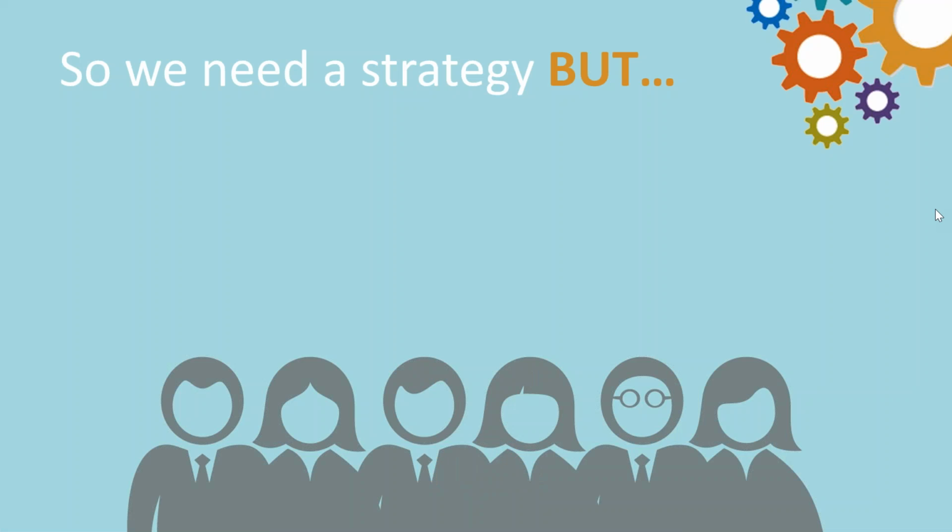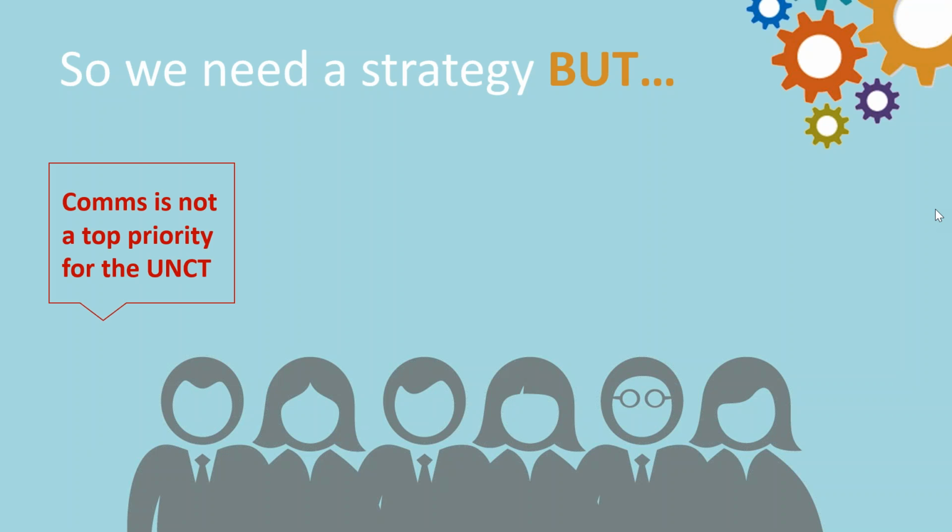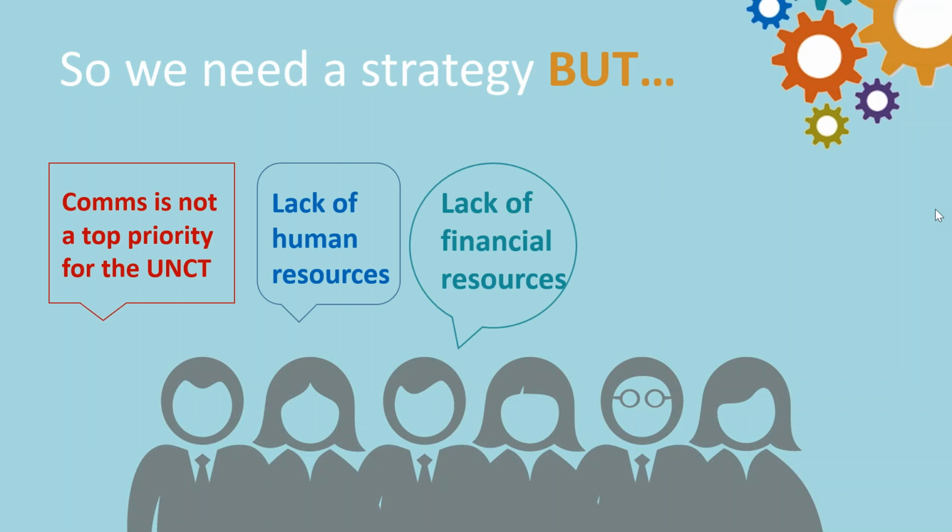Okay, so we need a strategy. And then you might find other challenges. The first one might be that communication is not a top priority for the UNCT. And the second might be that UNCT members don't have enough human resources to make communicating a priority as well. This is very common. They might not have the required financial resources to either draft or implement it. Another challenge might be that UNCT members don't have a comms background, so they might not feel 100% comfortable developing a communications strategy.